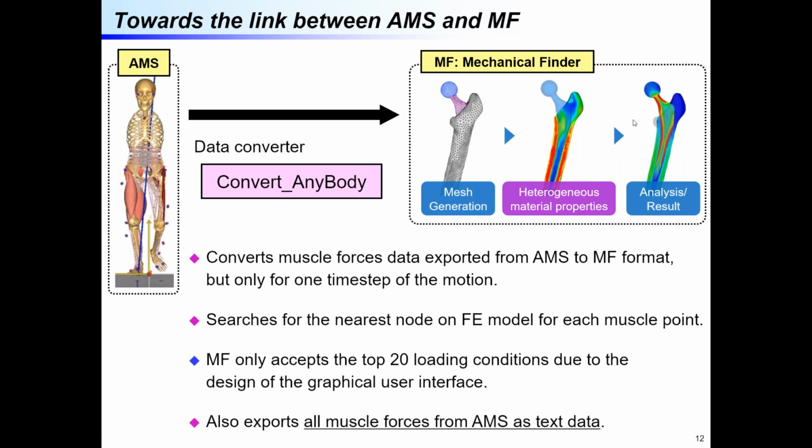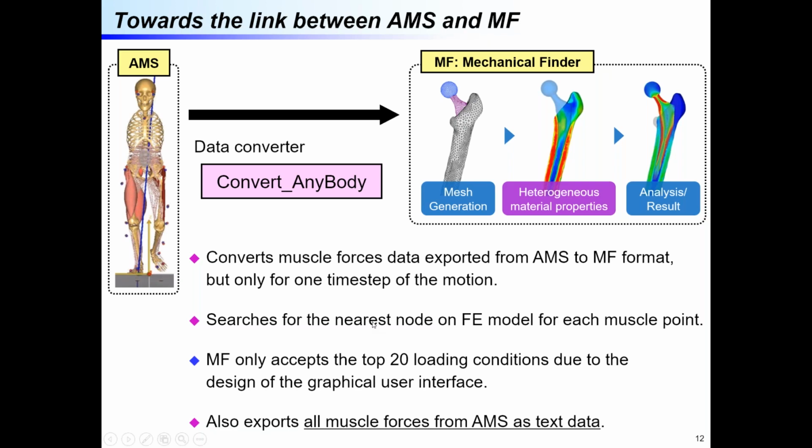The current version of the converter can convert muscle forces data exported from AnyBody to Mechanical Finder format, but only for one time step of the motion. And it searches for the nearest node on the FE model for each muscle point. It is a good point, but the problem is Mechanical Finder only accepts the top 20 loading conditions due to the design of the graphical user interface under the circumstances. But it can also export all muscle forces from AnyBody as text data. So we'd like to use this data.